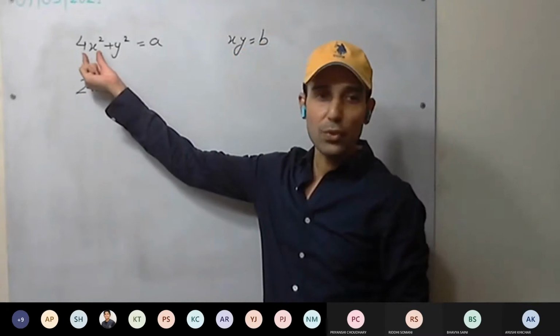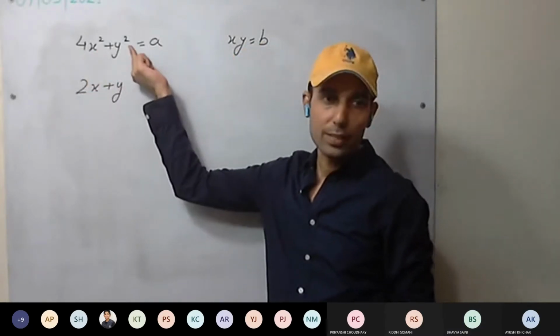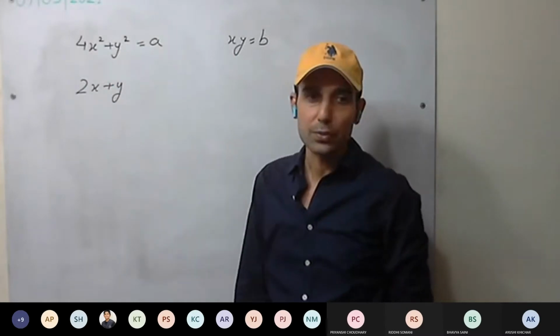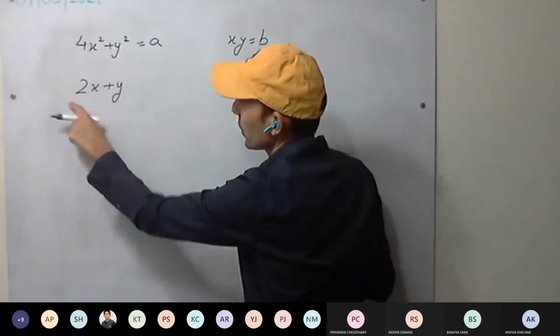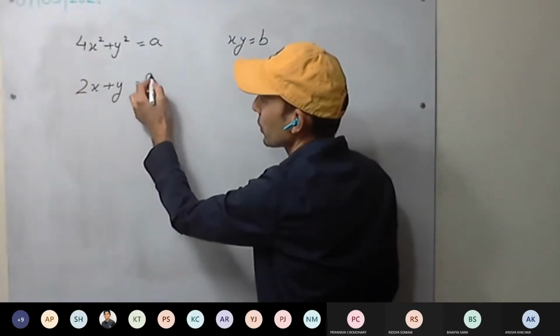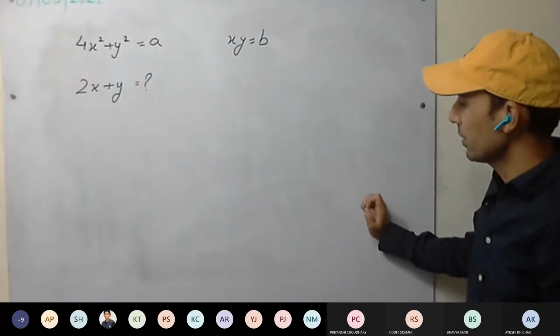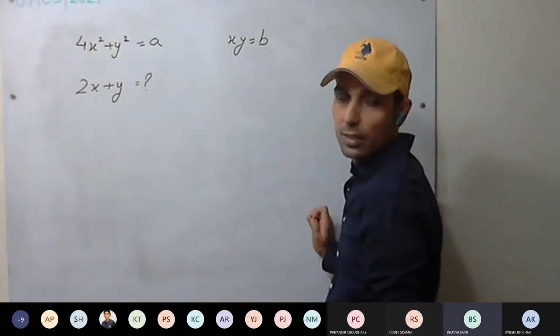We have 4x² and y². So what are we going to use? What are we going to do with this? 2x + y, its value we have to find. So how can we proceed? Anyone in class? Sir, (a + b) whole square.